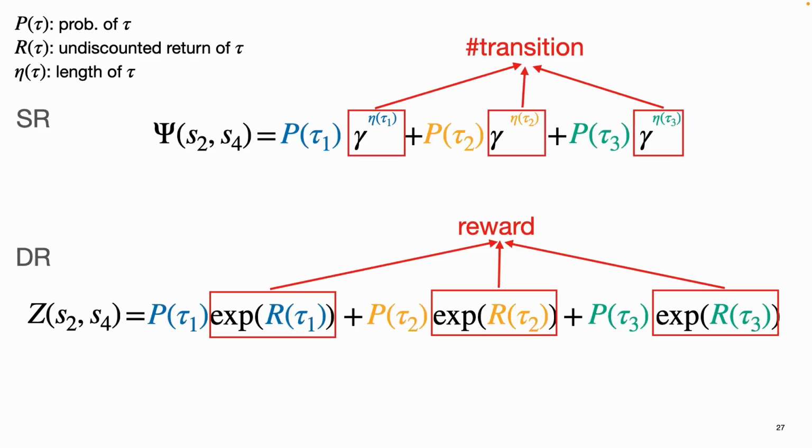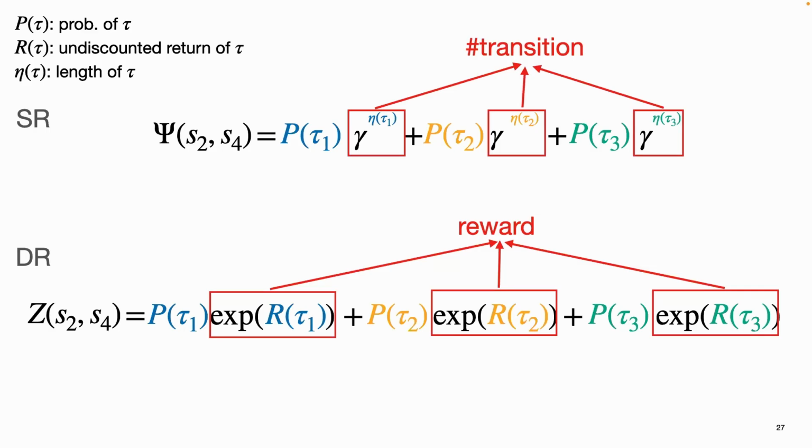You said that it will be equal to FR, but there's no discounting, right? The gamma is not there. So the question is, when we have a constant reward function, why would the default representation be able to capture similar information as the successor representation?